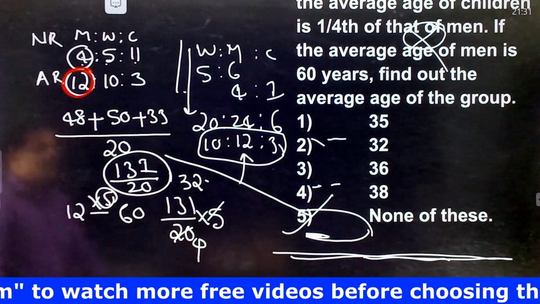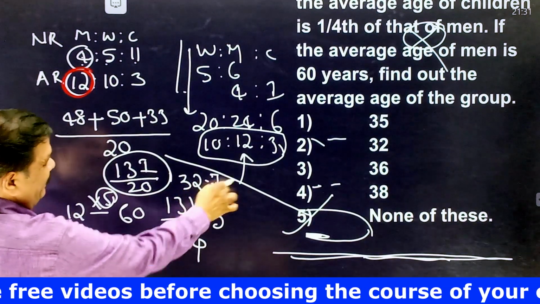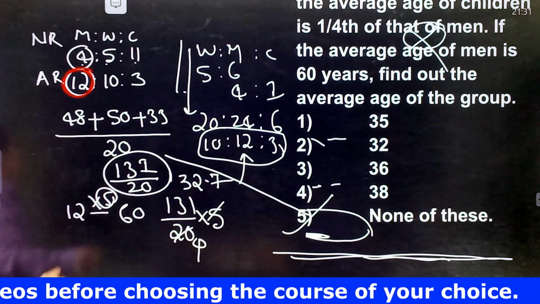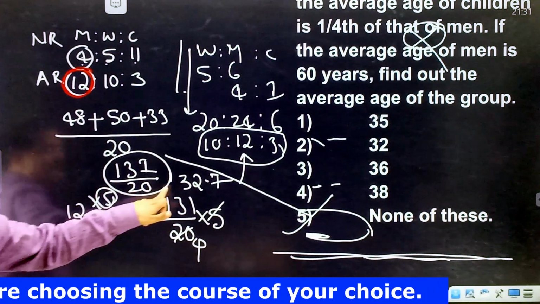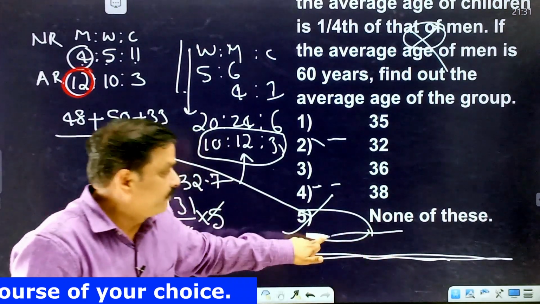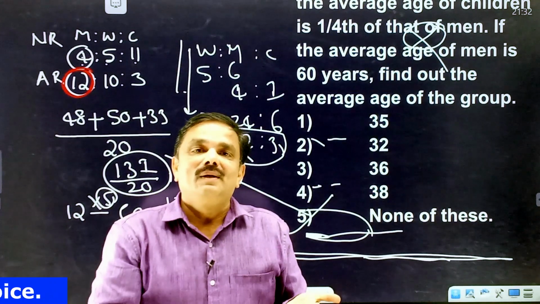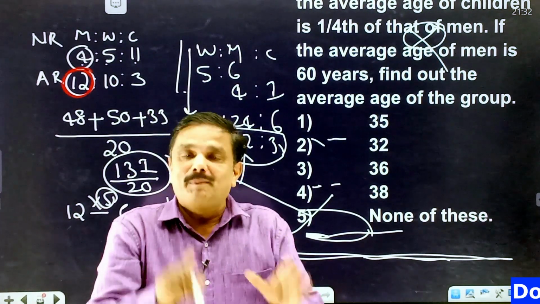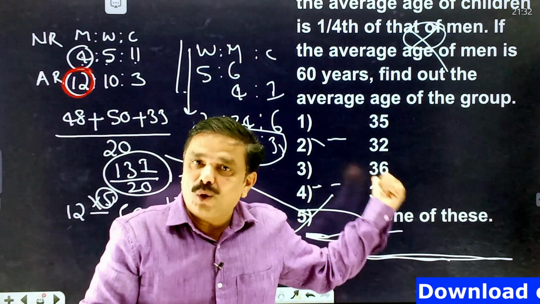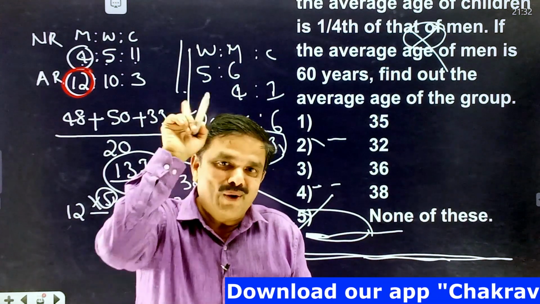My answer is 32 point, and this 3 means that is 7. You take it this way: 32.7. Here the answer is 32.7 approximately, whereas the option is none of this. None of this means none of the given options is true. I got some other answer, but my answer is not present among the options. That is the reason why I go for the option none of this.